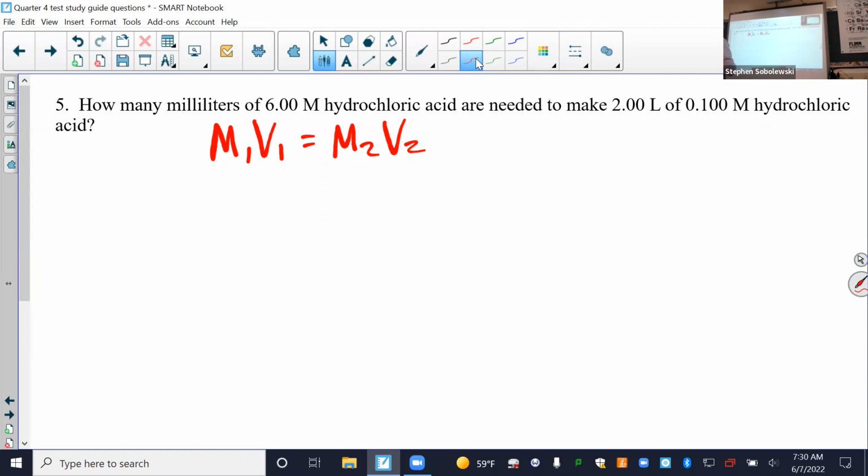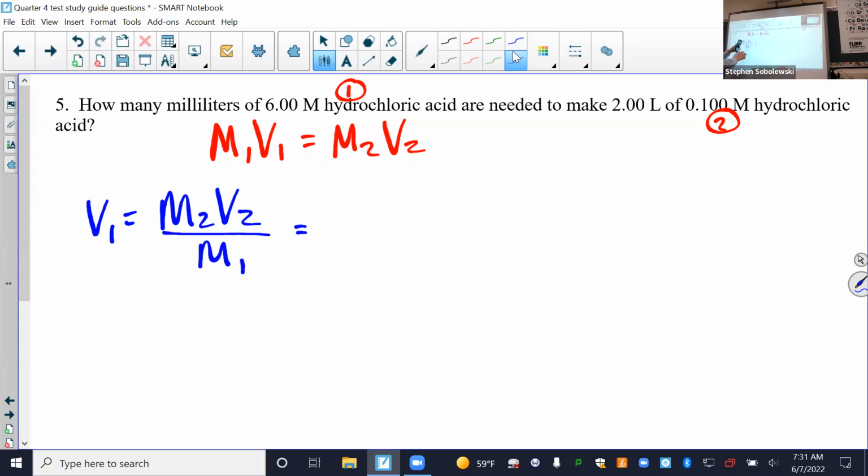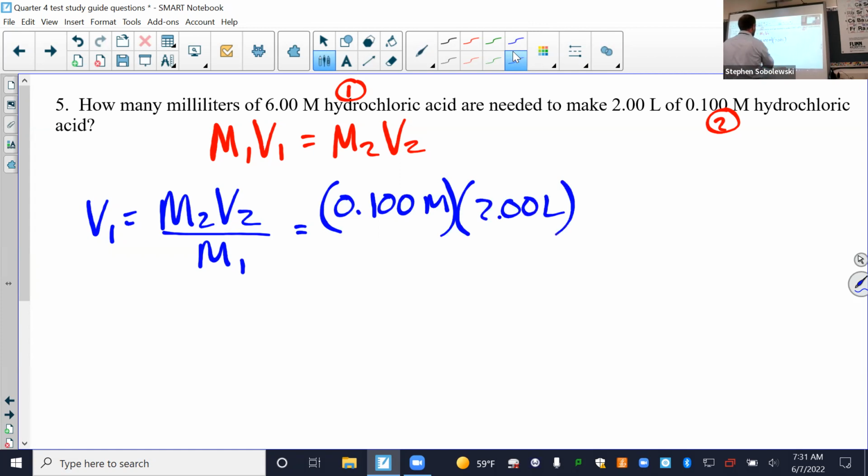So we are looking for milliliters or volume of the concentrated solution. So I'm just going to assign my 6 molar as 1 and my 0.1 molar as 2. It doesn't matter which you assign. So I'm solving for V1. V1 is going to equal molarity 2, volume 2 divided by molarity 1, which in our case is going to be 0.100 molar times 2.00 liters. And we're going to divide that by molarity of number 1, which is 6.00 molar.